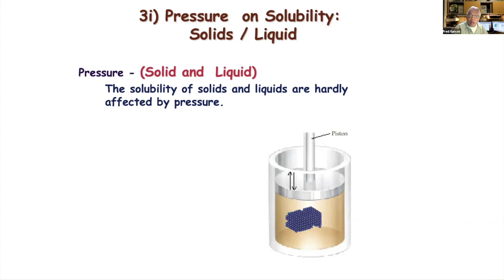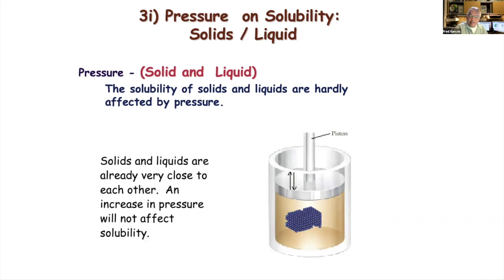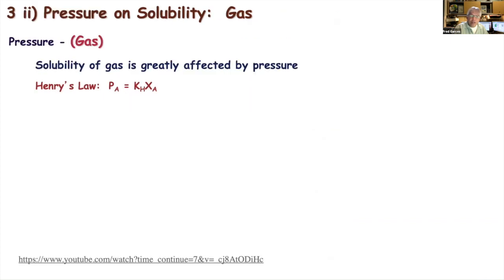This really only applies towards gas, okay? Solids and liquids already are in close proximity. Pressure changes are not going to affect the equilibrium. This only really applies to the gas chemical. So let's take a look at the gas. Going back to chapter 11, we go back to Henry's law to figure out the partial pressure of a gas based on Henry's constant and the mole fraction of that gas. And this is the equation right here. Okay, go back and review that.